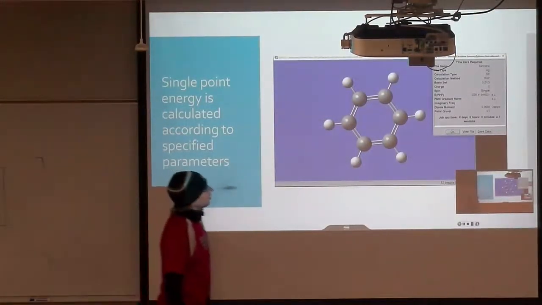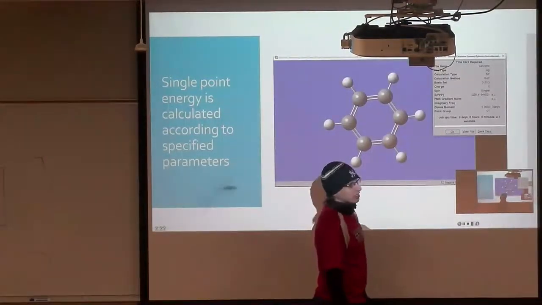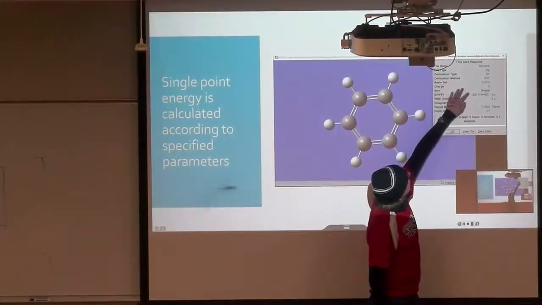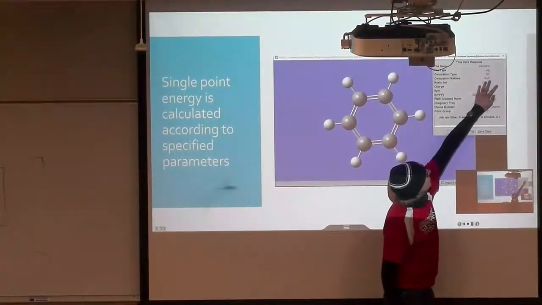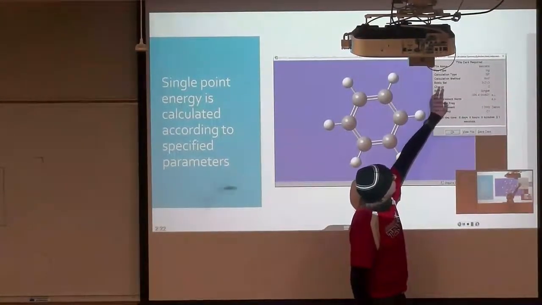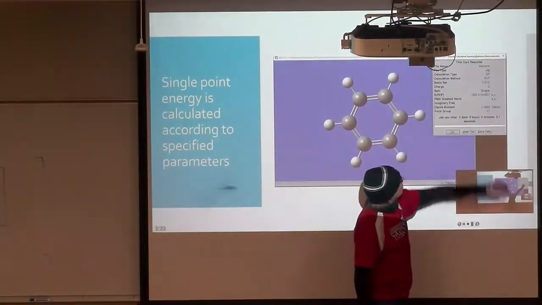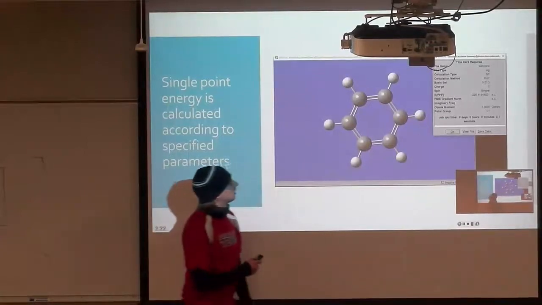It'll open up this little window here, which might be hard to see on here and on paper, but it gives the file name, type, and how it was calculated, which would be the single point energy, the basis that we used. It gives the energy of negative 229 atomic units.